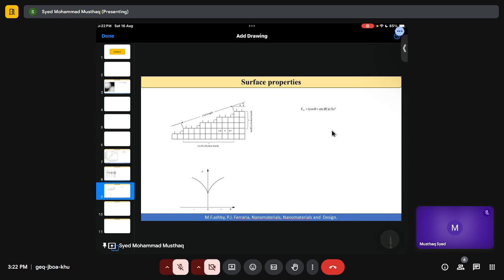Now, this was the relation. Again, I will give a small recap. Let's say this is a simple cubic unit cell, a simple cubic structure.